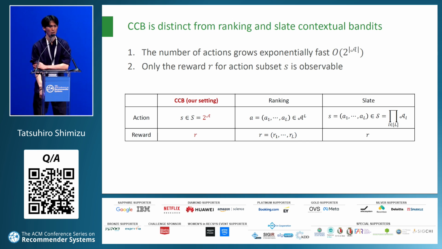For those of you who know about off-policy evaluation, CCB is a different problem from ranking and slate contextual bandits in terms of two points. The first point is the number of actions. In CCB, we consider the combination of items, so the number of actions grows exponentially fast compared to ranking and slate. And secondly, in CCB, we can only observe a single reward corresponding to the combination of the items, which is not the case for the ranking settings.